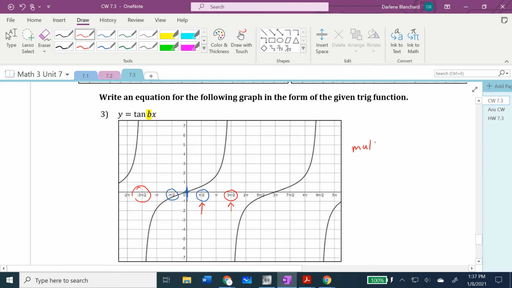So I am taking my parent graph and I'm looking at where things are normally located on my parent graph. I have to multiply by 3 to get to where the new graph has those same things. Correct. So what I have to do to the graph horizontally, I have to do the opposite operation to the equation.